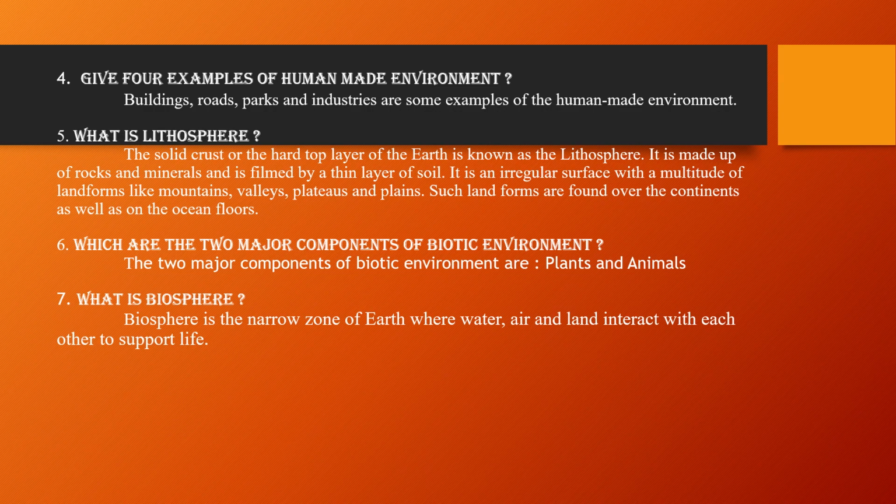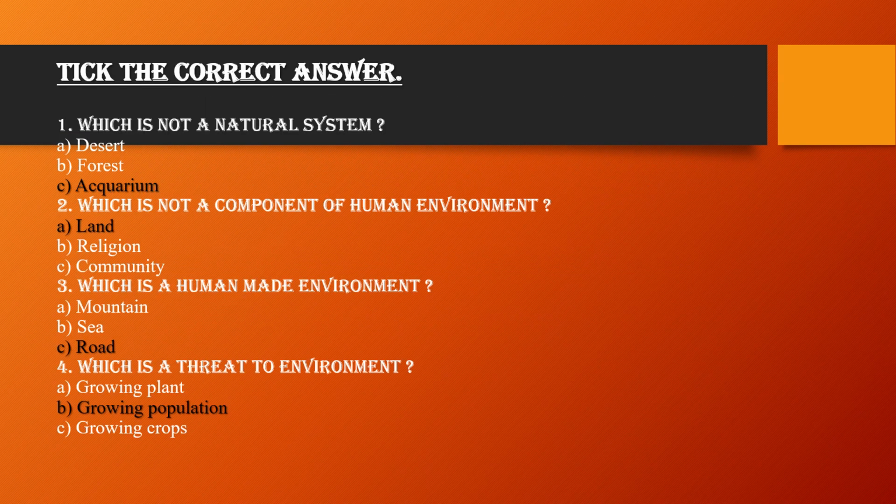Now see question 6. What are the two major components of biotic environment? Two major components of biotic environment are plants and animals. What is biotic environment? Living things. And what are living things? Plants and animals. See the seventh question, the last question. What is biosphere? It is the narrow zone of the earth. It is that zone of the earth where water, air and land interact with each other to support life.